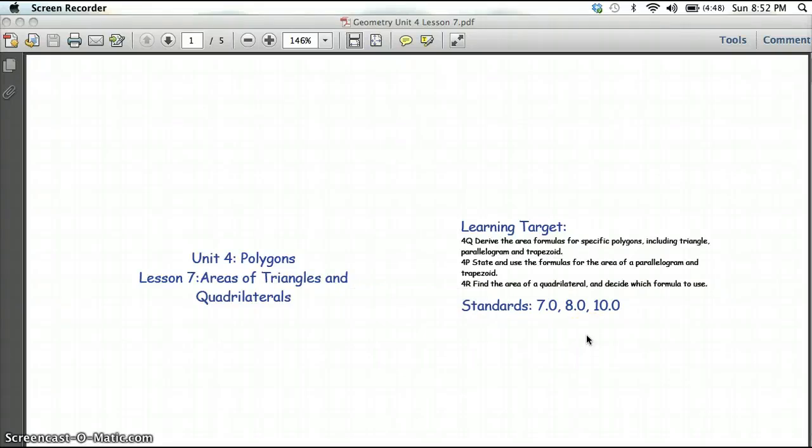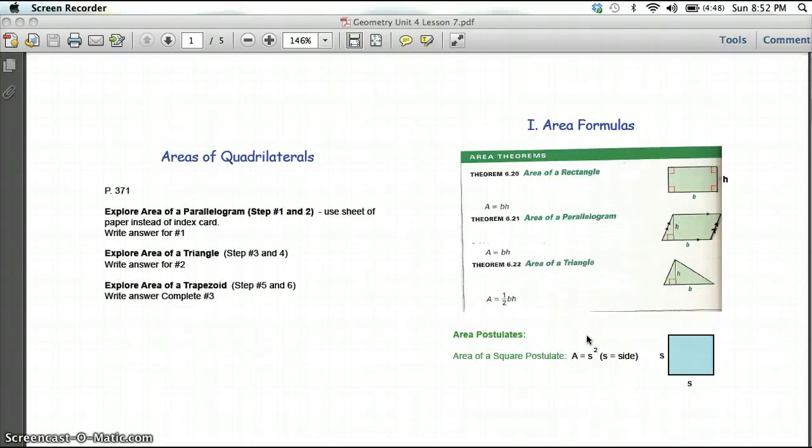So we're going to talk about areas of triangles and quadrilaterals today. First we're going to talk about three main areas of quadrilaterals. The three main types of quadrilaterals are rectangles, parallelograms, and then triangles, which is not under quadrilaterals, but for the sake of it actually goes with parallelograms. Okay. So the first area we're going to talk about is a rectangle.